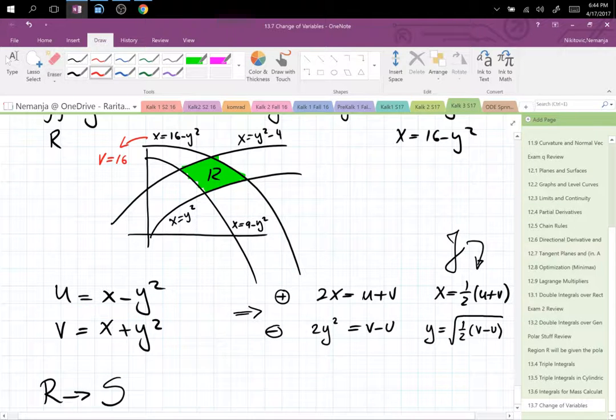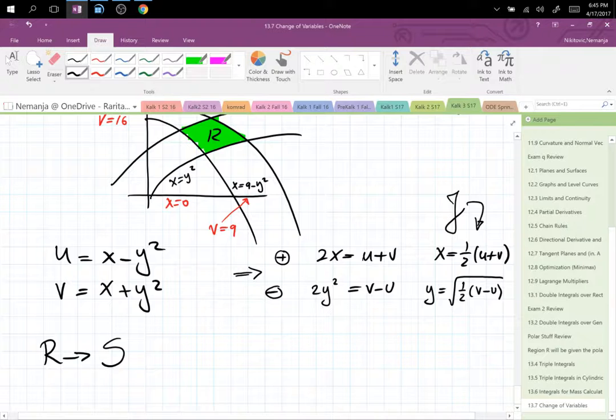Great. So do I have another one that is like that? Yep, one on the bottom. V equals 9. And then over here, if I move y squared to the other side, x becomes negative 4. And over here, x is 0 on the bottom. Great. Well, that was easy, luckily.